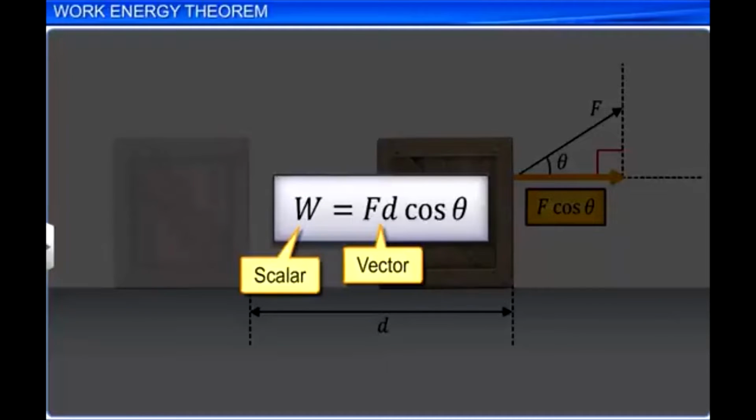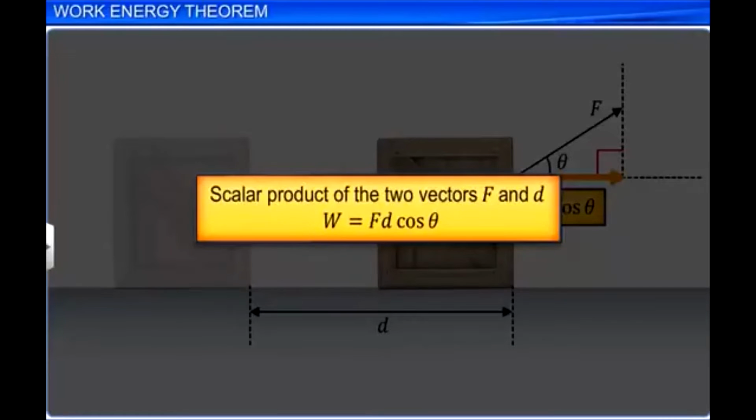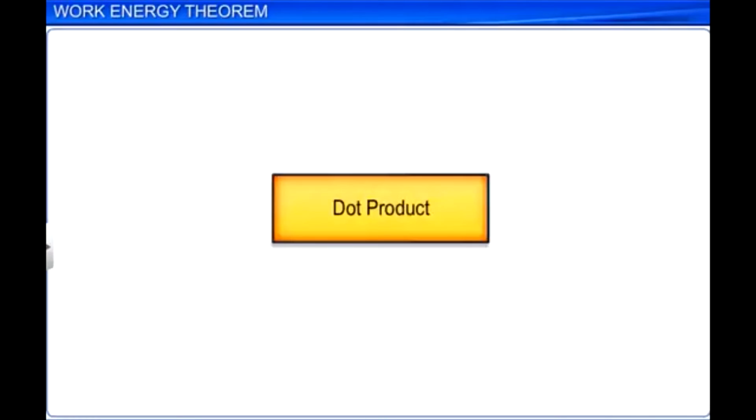Thus, this quantity F d cos theta is called the scalar product of the two vectors F and d. In vector form, it is denoted by a dot in between the two as shown, and is read as F dot d. Hence, it is also referred to as the dot product. Now let's understand dot product in detail.